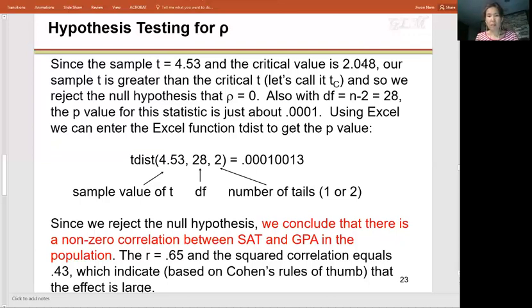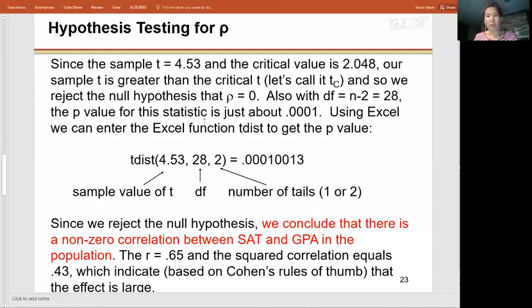Okay, so this is the second method of how to test the hypothesis. Number one method is the p-value method. If the p-value is smaller than alpha, 0.05, it is statistically significant. And the second method, if your t is larger than the critical value shown in the t distribution table, it's statistically significant. Okay, and at that time we reject the null hypothesis.